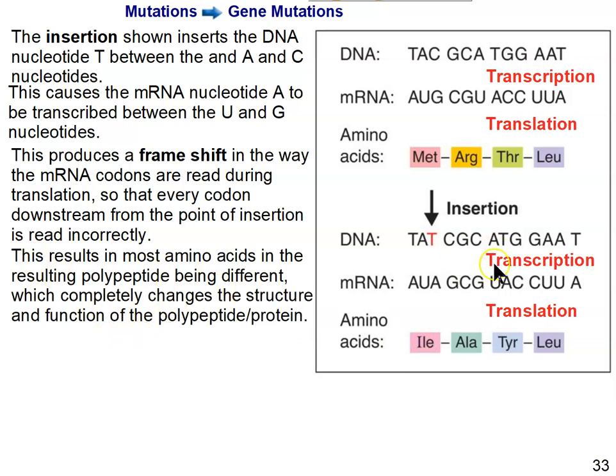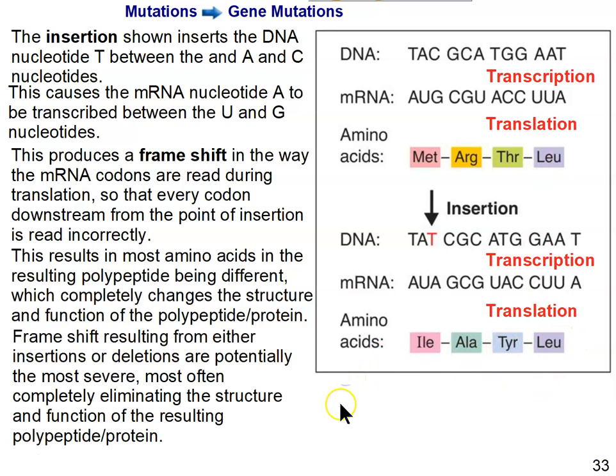So this frame shift results in most of the amino acids being wrong. Notice that leucine is still in the same position, and it's still leucine, but that's the only one that hasn't changed. So usually these are catastrophic. They're potentially the most severe, most often completely eliminating the structure and function of the resulting polypeptide or protein.